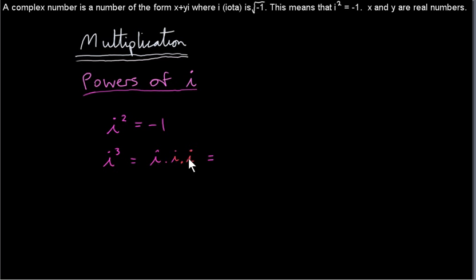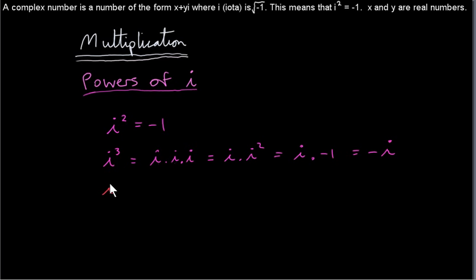So let's see what i cubed is. Well, we could also write this as just i times i squared. When we multiply these two i's, we get i squared. And we end up getting i times i squared. i squared is minus 1. So we have i times minus 1, which is minus i. So we see that i cubed is minus i.